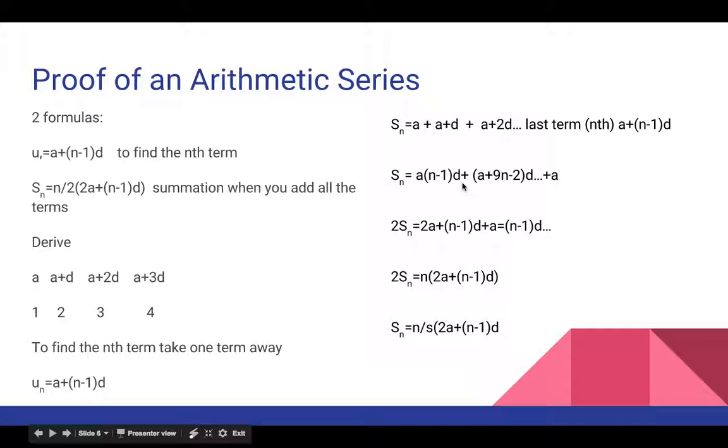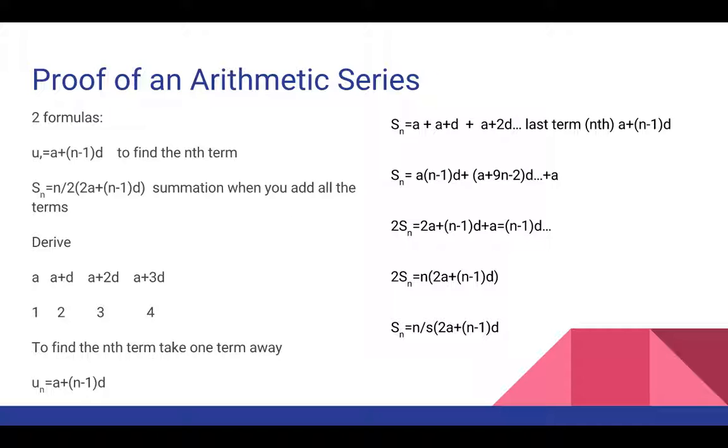Alright, so now we're going to prove it. Now we're going to prove that in an arithmetic series. So now we're going to do S of n is equal to A plus A plus D plus A plus 2D, and then the last term, the nth term, is equal to A plus n minus 1 times D. Okay, so now that we know that, we are going to do S of n is equal to A plus n minus 1 times D, plus A plus n minus 2 D, plus A.